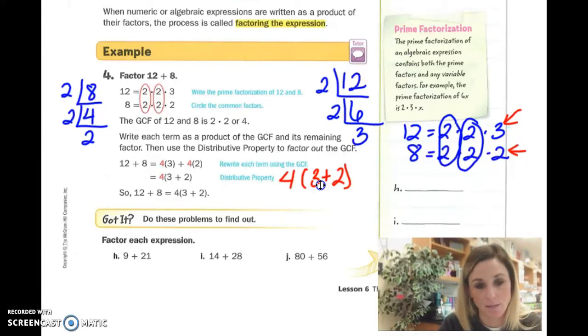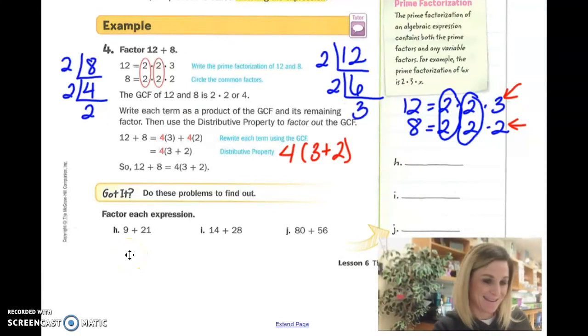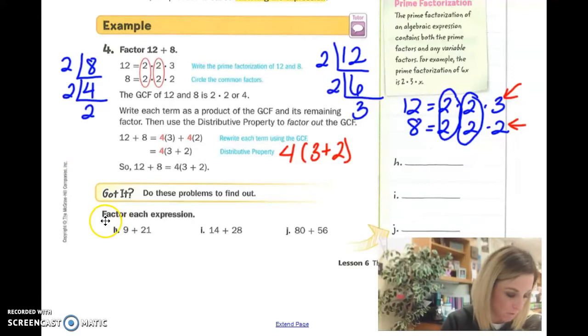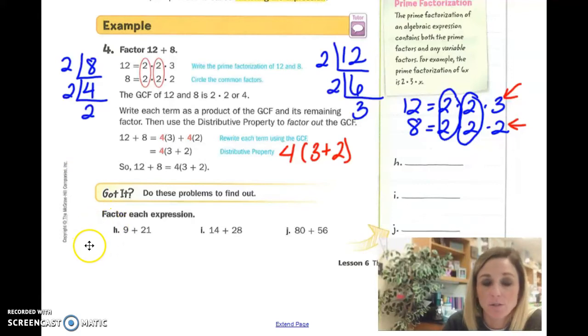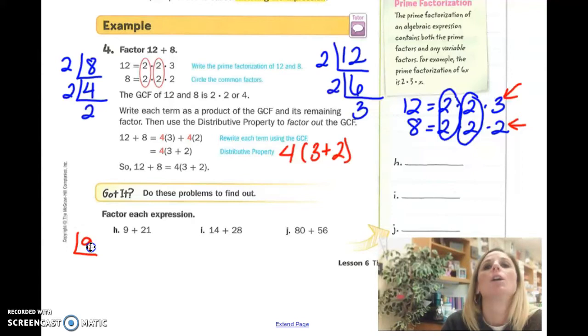So we're going to start practicing. Don't stress out. Let's take a look at this: 9 plus 21. When we have 9 and 21, we're going to prime factor the 9 and the 21. So I put my 9. You should be doing this along with me, not just sitting there. I'm not doing all the work. You have to work through these with me. Even though I can't see you, I'm going to trust that you're doing it, okay?